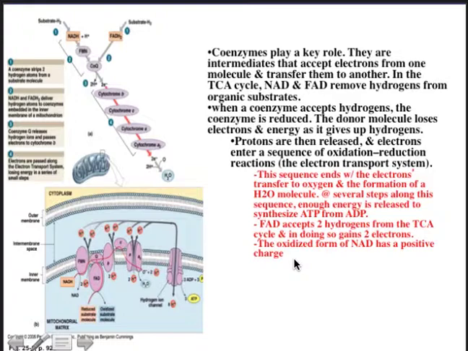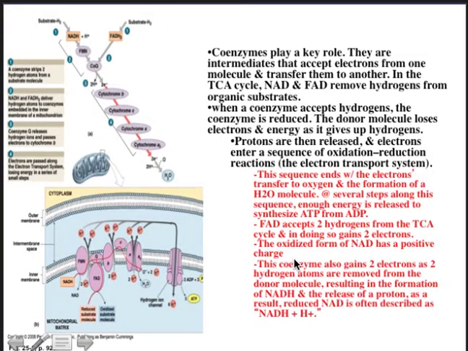The oxidized form of NAD has a positive charge. This coenzyme also gains 2 electrons as 2 hydrogen atoms are removed from the donor, and this results in the formation of NADH and the release of a proton. As a result, the reduced NAD is often referred to as NADH plus a single proton.